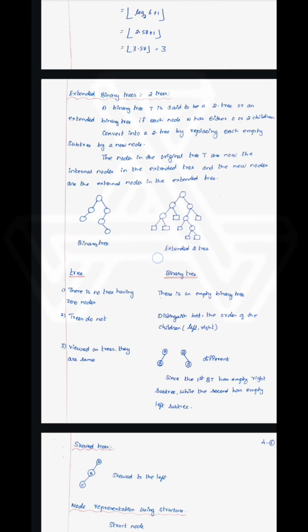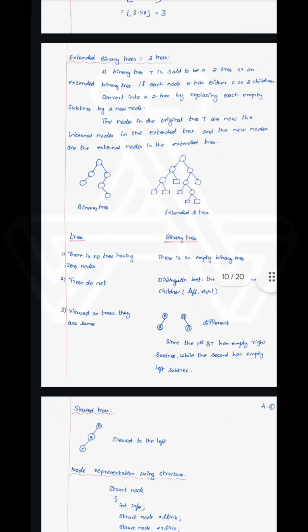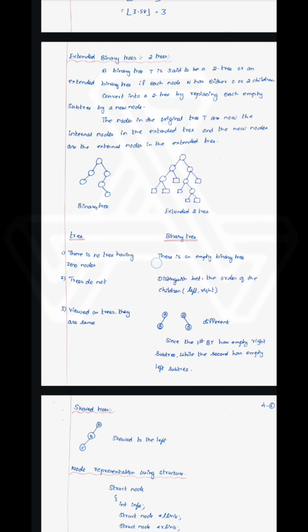Extended binary tree, 2 trees. A binary tree T is said to be a 2 tree or an extended binary tree if each node has either 0 or 2 children. Convert it into a 2 tree by replacing each empty subtree by a new node. The nodes in the original tree T are now the internal nodes in the extended tree, and the new nodes are the extended nodes in the extended tree.